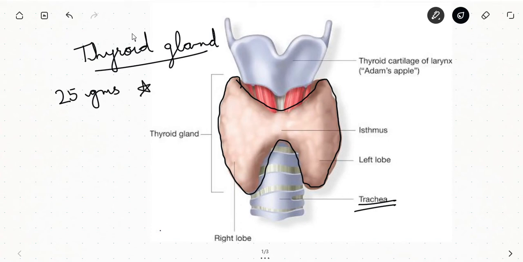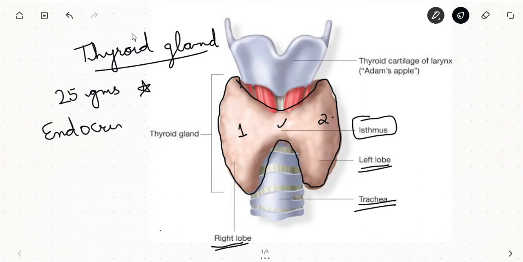The thyroid gland weighs about 25 gram. The weight of thyroid gland is 25 gram, and it has two lobes on each side of the trachea. Each lobe is cone shaped, 5 centimeter long and 3 centimeter wide. In between the two lobes there is a median mass of tissue that is known as the isthmus that connects the two lobes. So it has two lobes. You can see first the right lobe and second the left lobe.